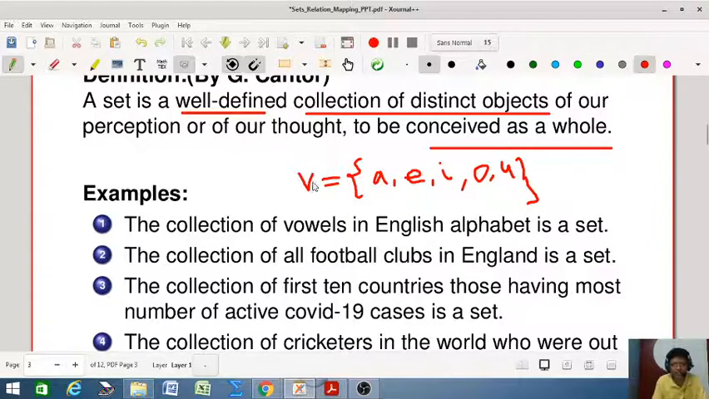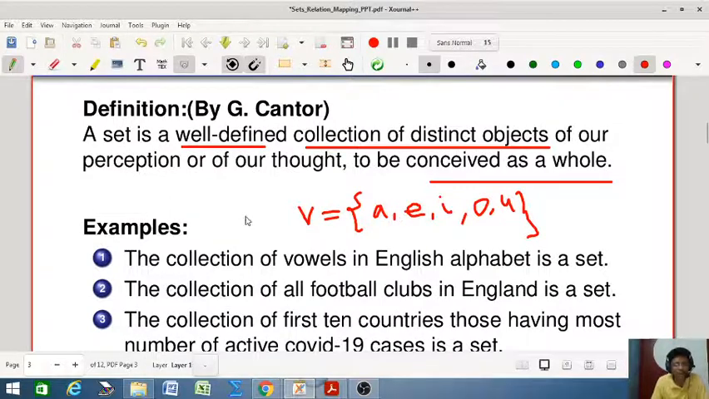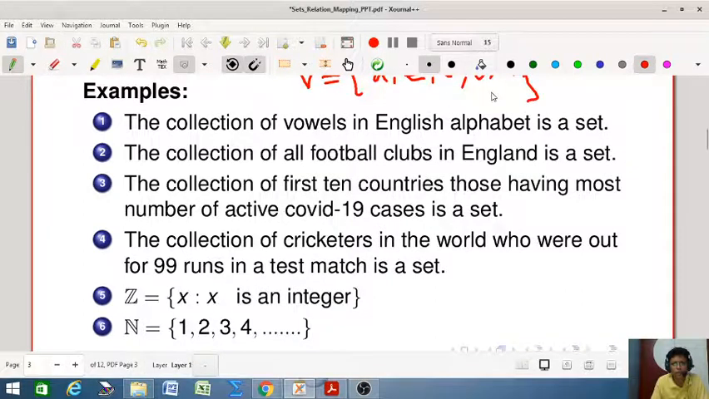You can write capital letters to denote the sets, and its elements are denoted by small letters. So this is a set. What does it define? It defines the vowels of the English alphabet. So it is well defined: either an element belongs to the set or doesn't belong to it. Let me put some notations on that.